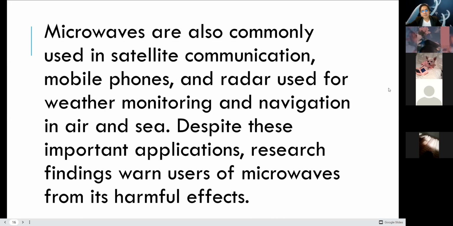What else? If you're living also near the transmitting towers. Are you familiar with the transmitting towers? The ones used by Globe, Sun, Smart, and Dito. They have towers, right? They carry the signal of your phones. It covers the entire area for the signal. So if you're living near those areas, it is really harmful for you because it emits larger microwaves.